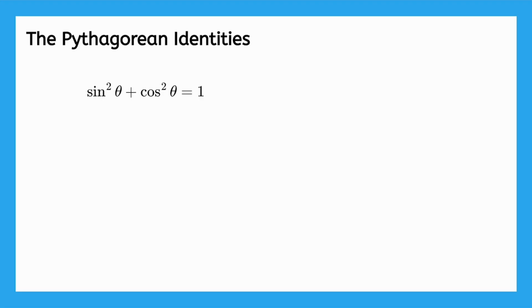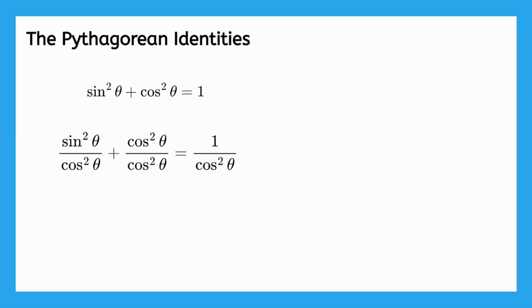Now that we've seen the Pythagorean identity in action, let's take a look at some helpful variations of this identity. Starting with the original Pythagorean identity, we can divide both sides by cosine squared theta. Now let's simplify each term.